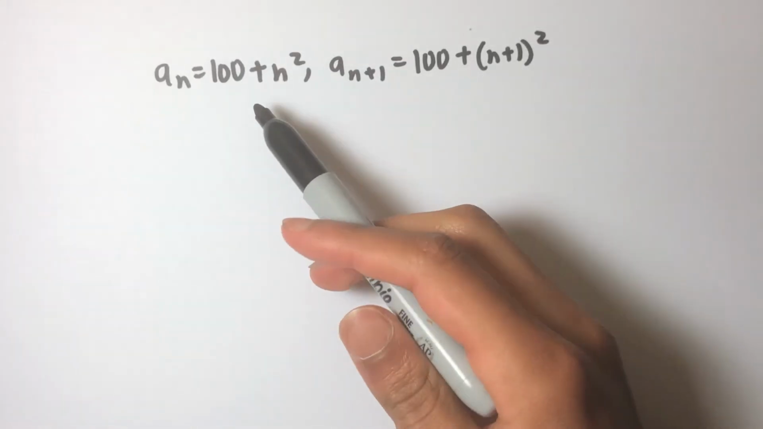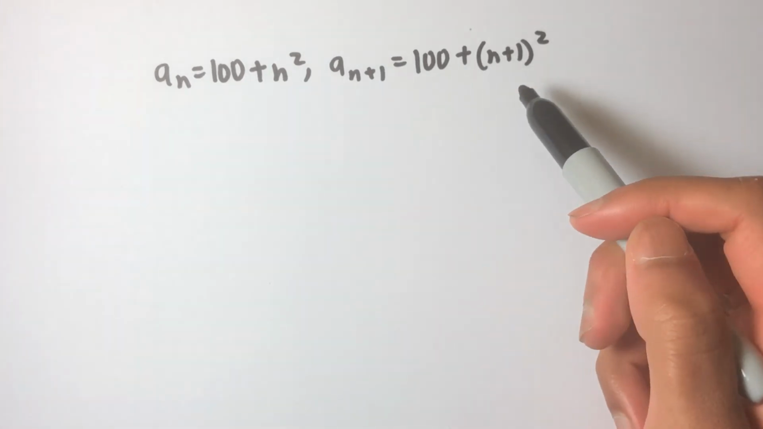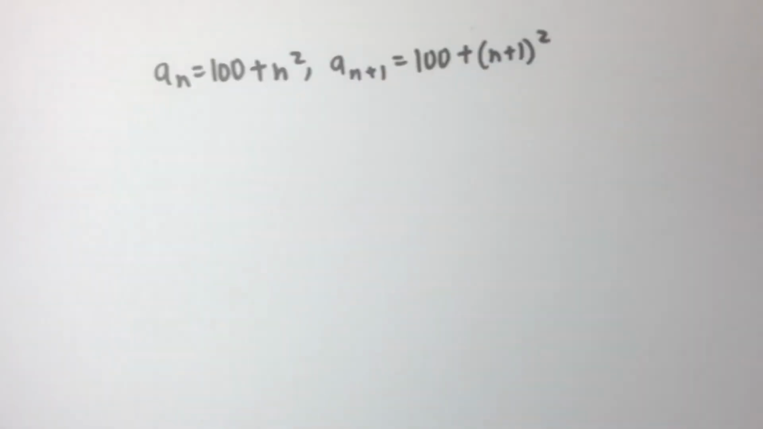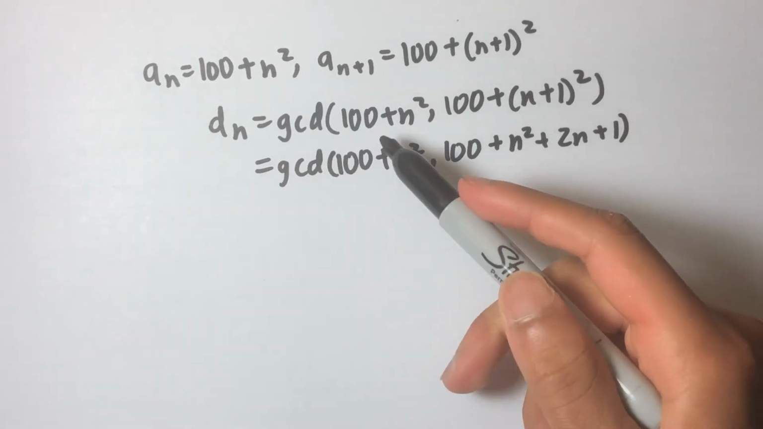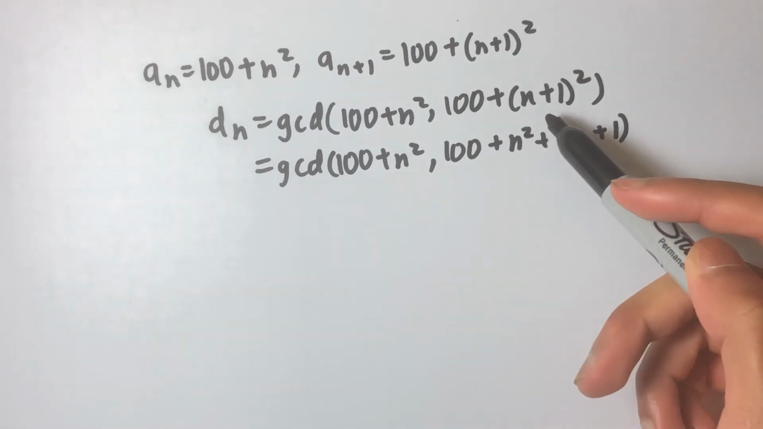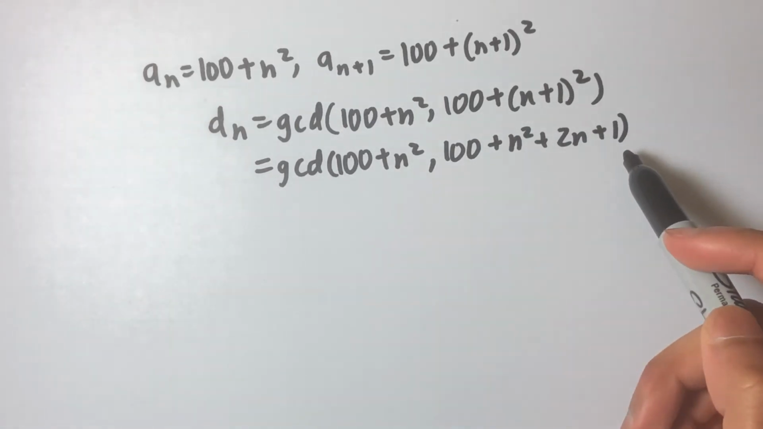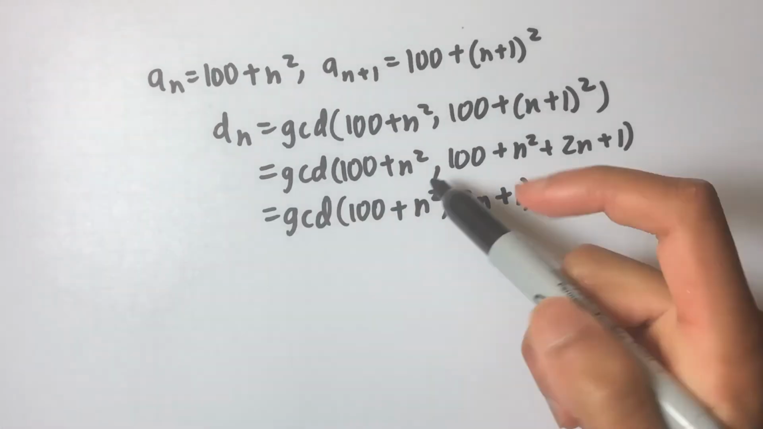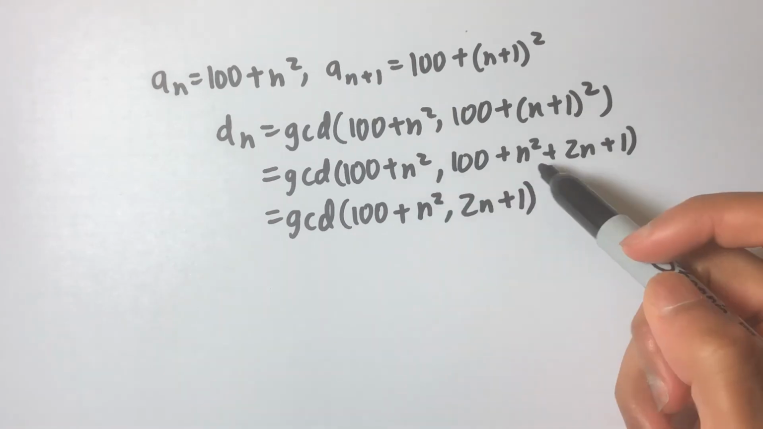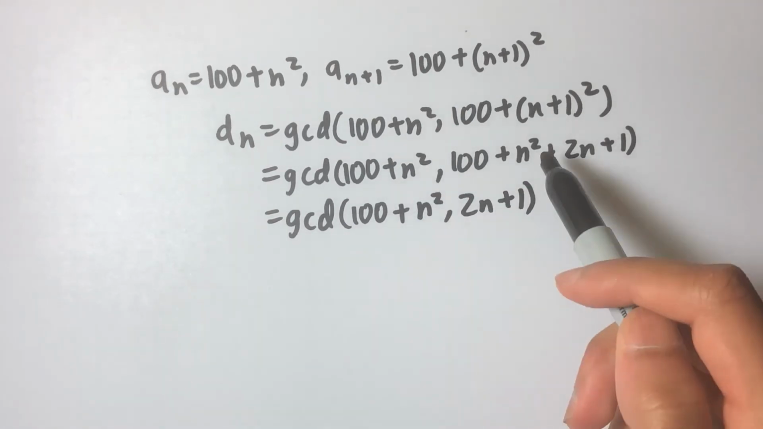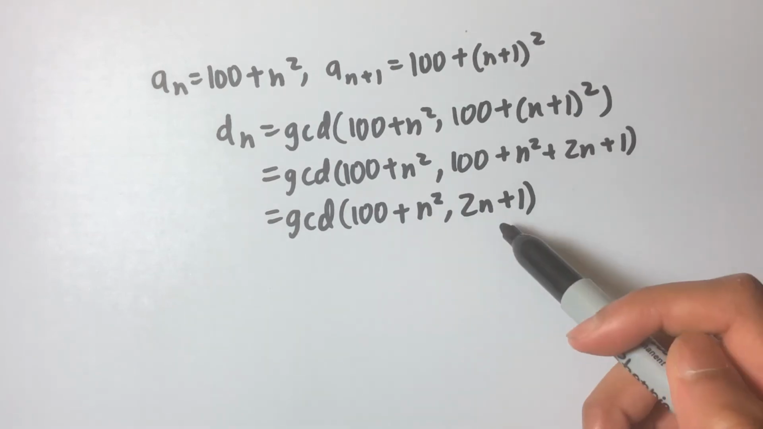Let a sub n be 100 plus n squared and a sub n plus 1 equal 100 plus (n plus 1) squared. Then we know that d sub n equals the greatest common divisor of 100 plus n squared and 100 plus (n plus 1) squared, which we can write out like this once we expand it. Now by Euclid's theorem, we can subtract 100 plus n squared from this side, and this number will be equal to the greatest common divisor of 100 plus n squared and 2n plus 1.